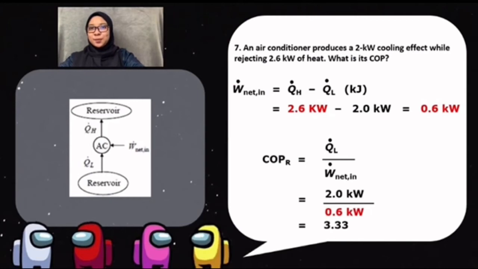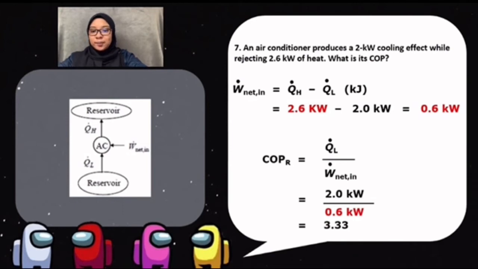I will start with number 7. An air conditioner produces a 2 kilowatt cooling effect while rejecting 2.6 kilowatt of heat. What is the COP? So as usual, we draw and put the info first. Q dot L equal to 2 kilowatt and Q dot H equal to 2.6 kilowatt. Then we look for the question, and the question asks for COP. The formula for COP is COP equals Q dot L over W dot in. So we find W dot in first using the formula W dot in equals Q dot H minus Q dot L, and insert the info.